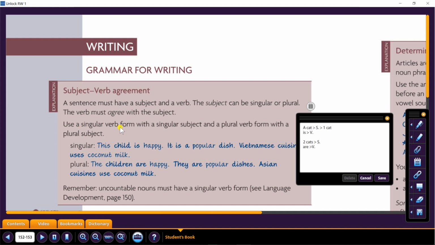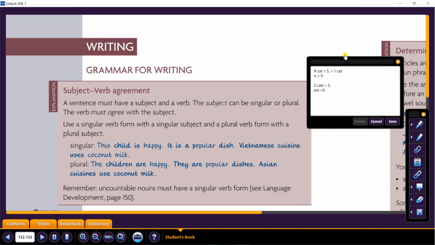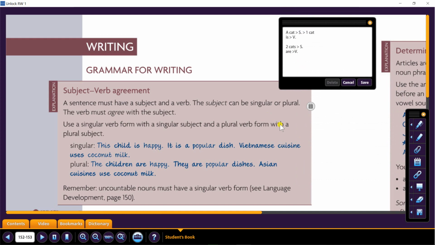Use a singular verb form with a singular subject. Is is a singular verb. We use it with a singular subject, and a plural form with a plural subject. So are with 2, 3, 4, 5, 6 cats. Okay? How to deal with such a rule, ladies?